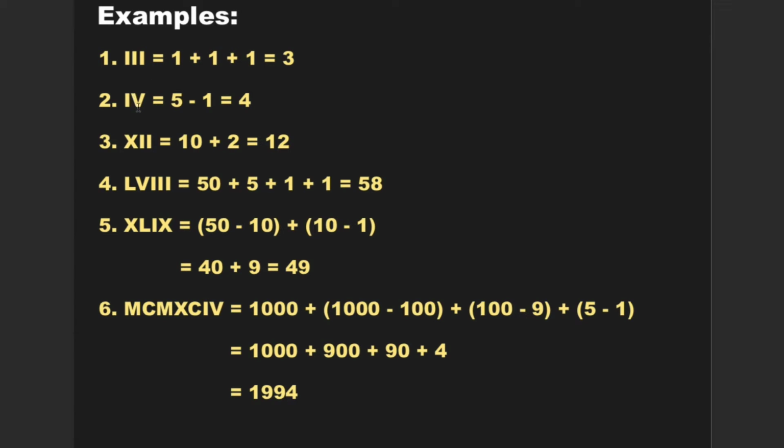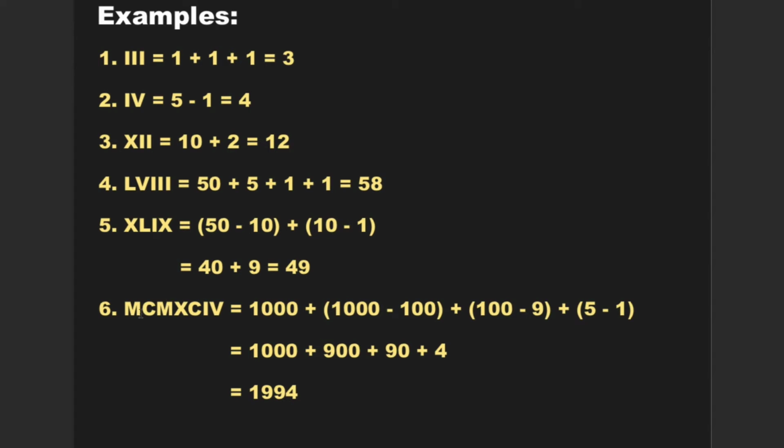If the left value of a character is less than its value, then the left value is subtracted. For example, IV represents 4. Similarly, if the right value is less than the character's value, then the right value is added. For example, XII represents 12.